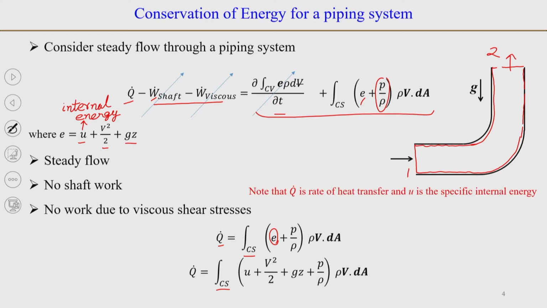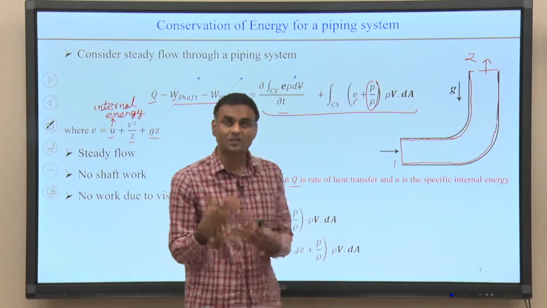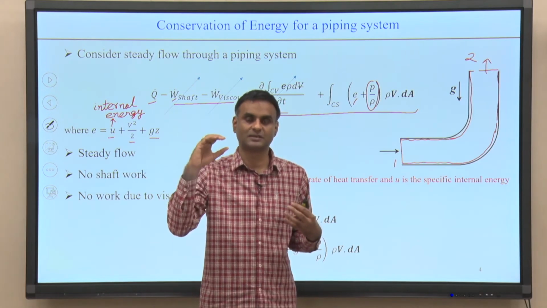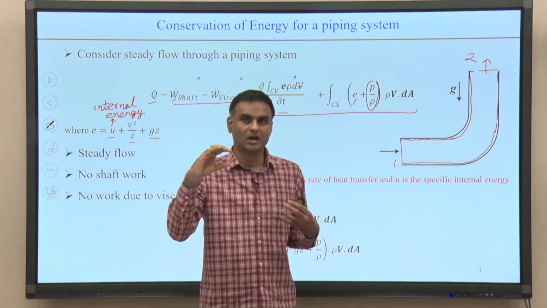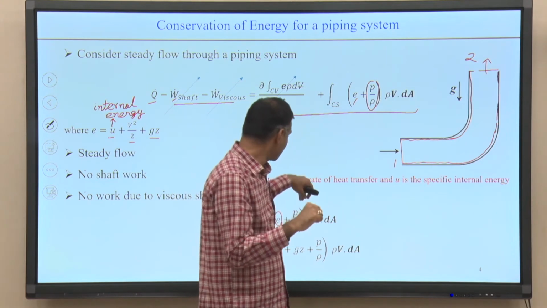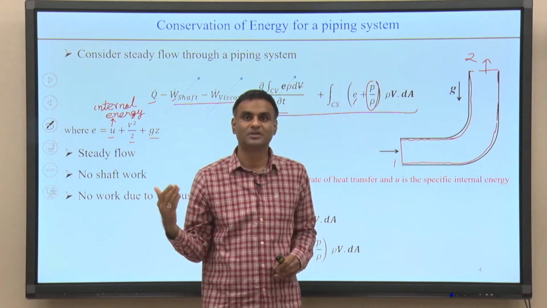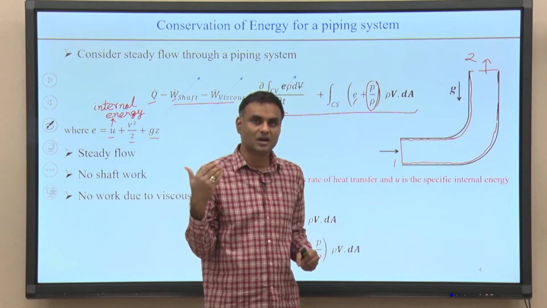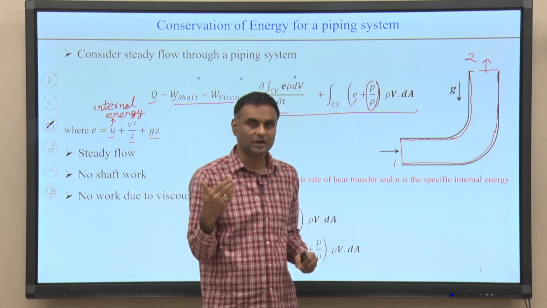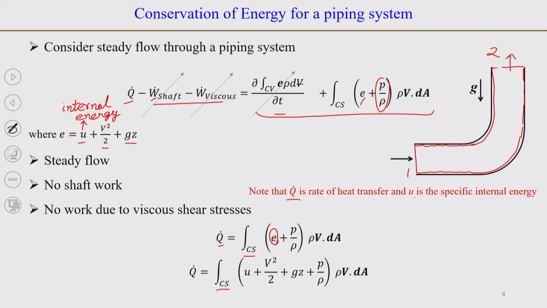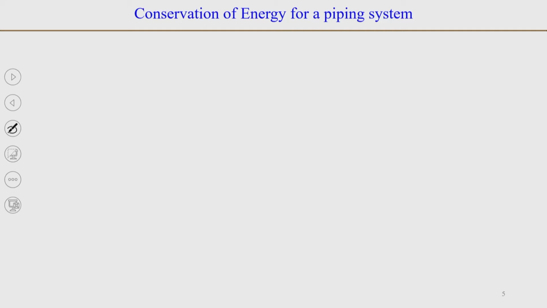I would just like to emphasize again that throughout the course we have used q as the symbol for volumetric flow rate, whereas here we use q dot, which is the rate of heat transfer. We have also been using small u as the component of velocity along the x direction, whereas u here is the specific internal energy of the fluid.